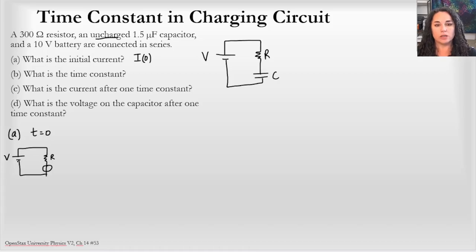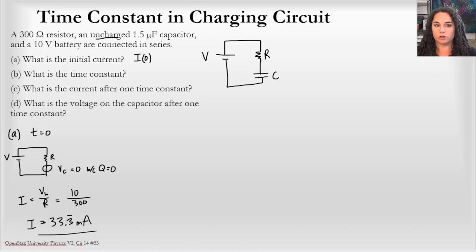So when I look at this circuit, I just have a battery and a resistor. I can do a loop. The voltage over the battery has to be equal to the voltage over the resistor. The voltage of this capacitor equals 0 at this point in time. It has no charge, right? Because Q equals 0, and it's acting like a wire. So the initial current, I, has to equal the voltage over the battery divided by the resistor. The voltage over the battery is 10. The resistor is 300. And we're going to get 33.3 repeating milliamps. So that will be the initial current in the circuit.